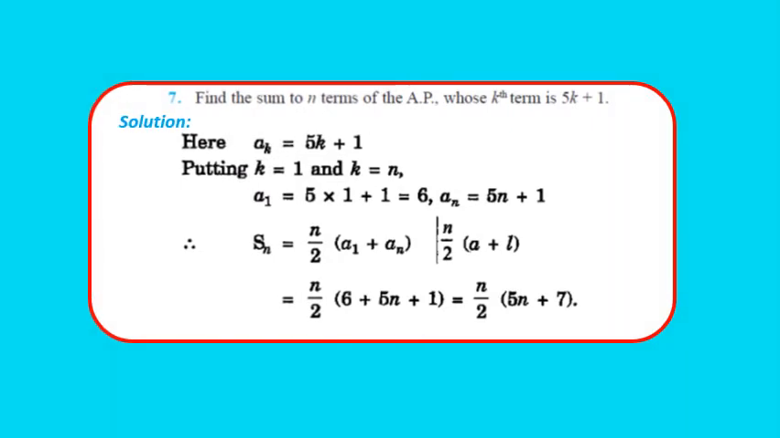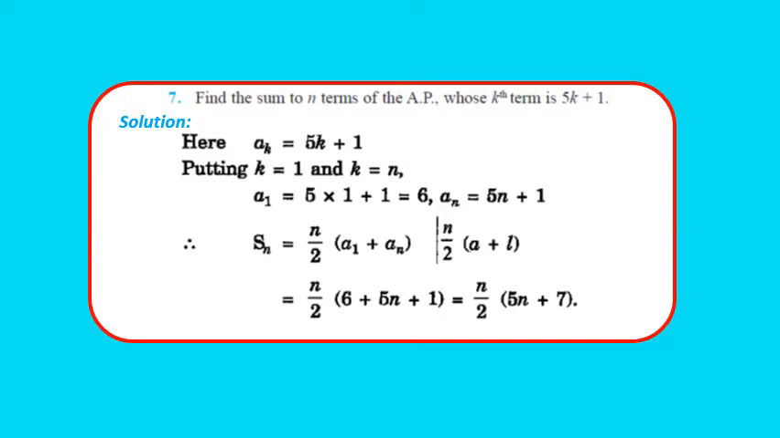Next we have question number 7. Find the sum of n terms of an AP whose kth term is 5k plus 1. Now here we have kth term, that is ak equals to 5k plus 1. So putting k equals to 1 and k is equal to n, we get a, that is first term, equals to 6, and an, that is nth term, equals to 5n plus 1.